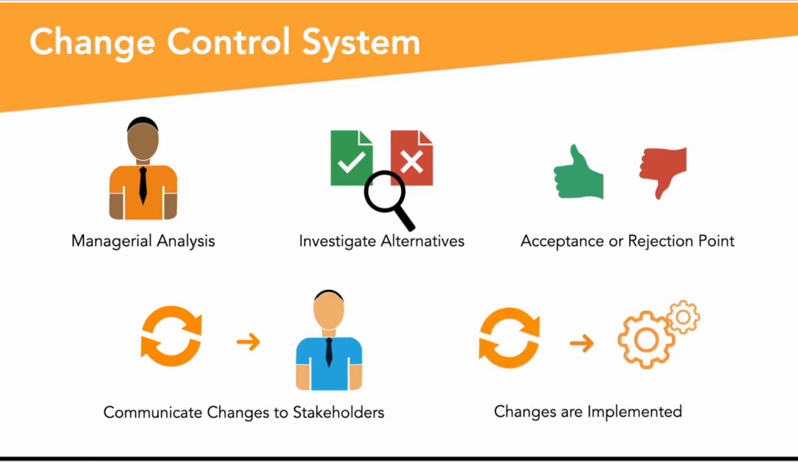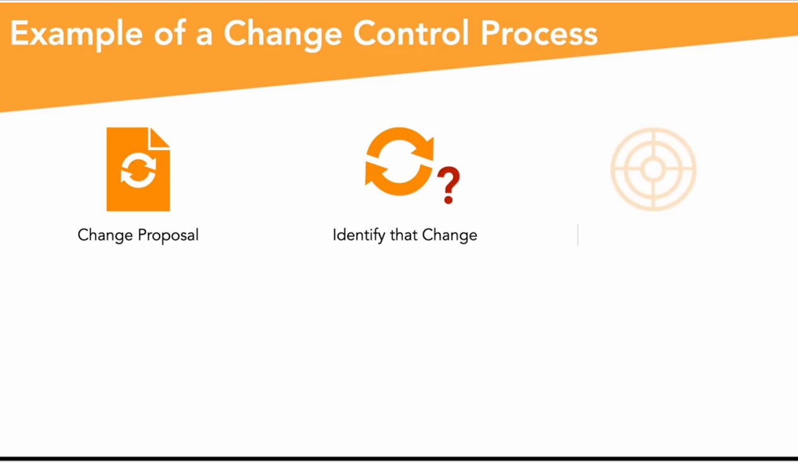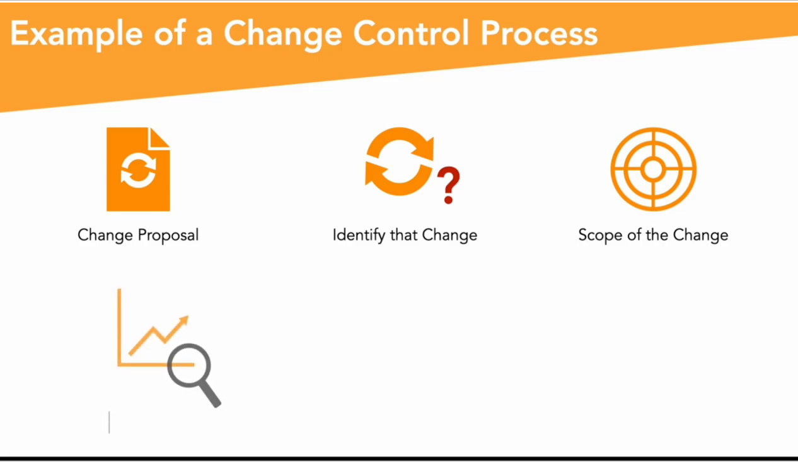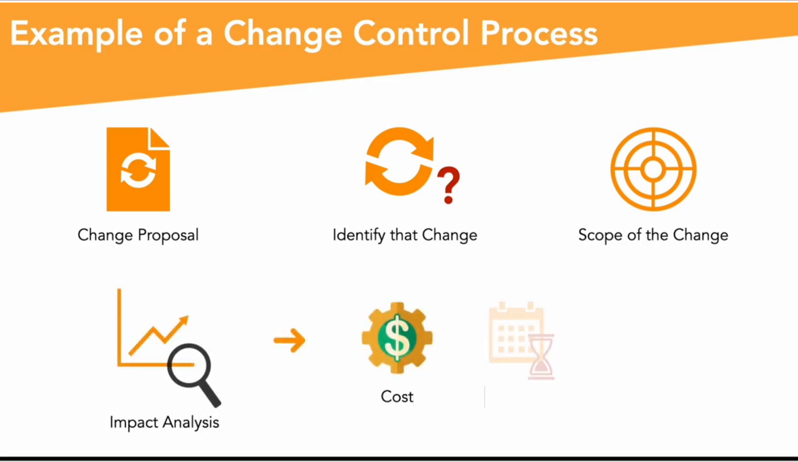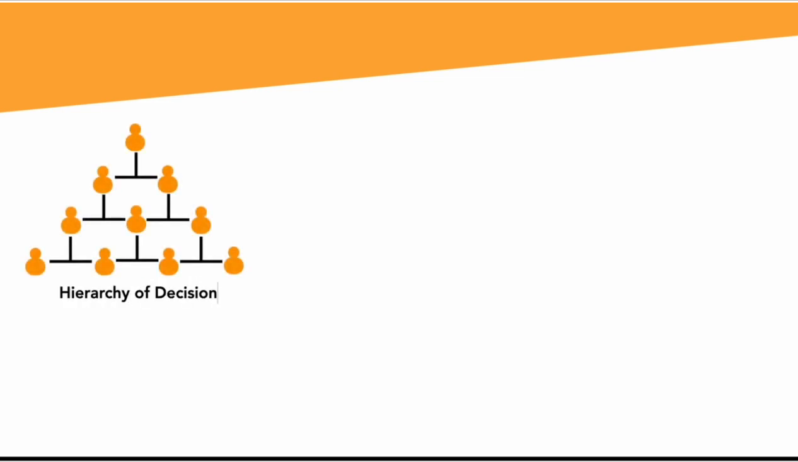Let me show you an example of a change control process. Every change proposal has to be identified, so you must identify that change. The next thing is to try to understand why the change needs to happen, or clarify the scope of the change. From there, you need to do an impact analysis: what is the impact to cost, to schedule, to quality, or whatnot. And typically, there's a hierarchy of decision makers in the process.